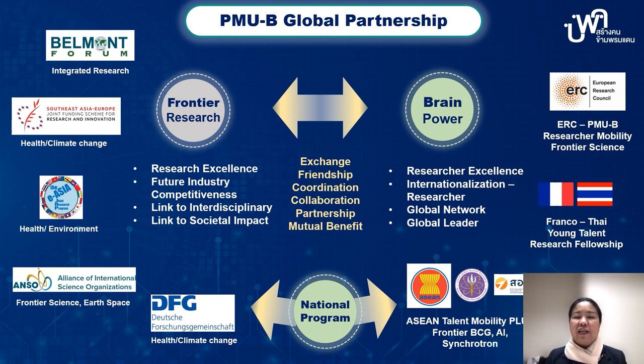And then we provide funding about 10 to 15 per year on that. And the new one is the ERC, the European Research Council, and PMU-B Researcher Mobility in Frontier Science. For this, it's not just young talent, we want highly skilled researchers to be able to learn from the ERC-funded researchers, and then also hopefully build connections and collaborations, and do more research work in the future as well. So our goal, as I said, is to create mutual benefit, as well as have our researchers learn, see, and contribute globally.